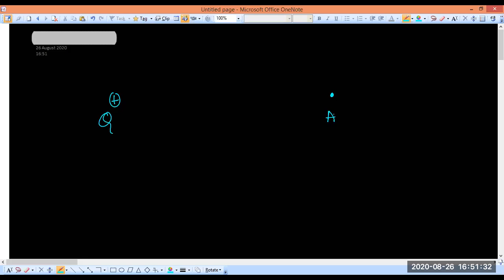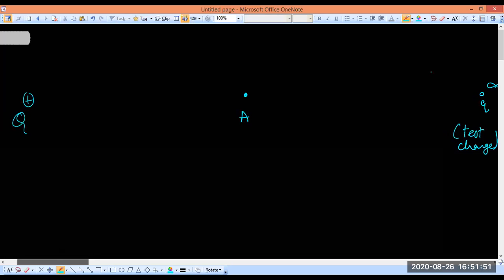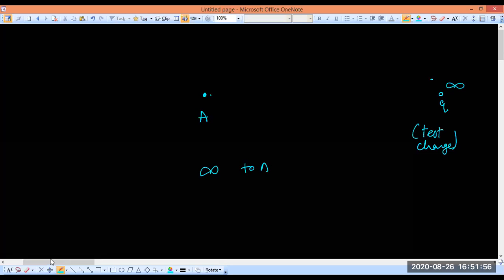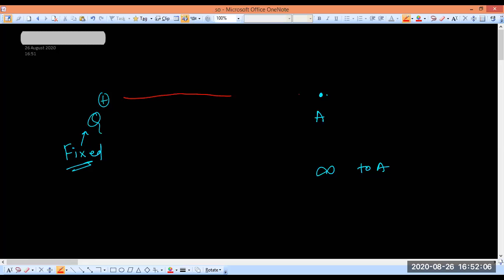Over here, this is the point A, and far away in some distant land, there is infinity. We want to bring some small charge q, which is actually the test charge, from infinity to A. Let's say somehow we have fixed this charge so it doesn't move. Suppose the distance of the point A from this charge is r, small r as usual for distance.